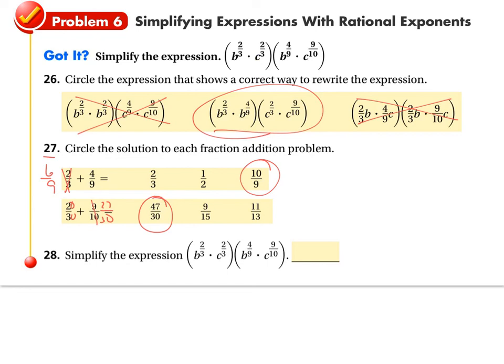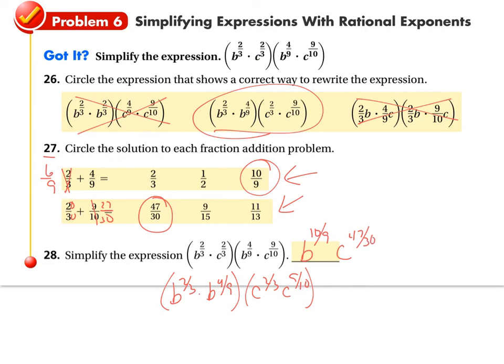And last but not least, we're going to go up to this problem and we're going to use our rewritten form. And if you look, in the two previous problems, we've done the fraction part of this already. So this will be b to the 10 ninths, and then it'll be c to the 47 30ths, because when we add them, they've got to have a common denominator. Remember, if you have any questions, bring them to class tomorrow.